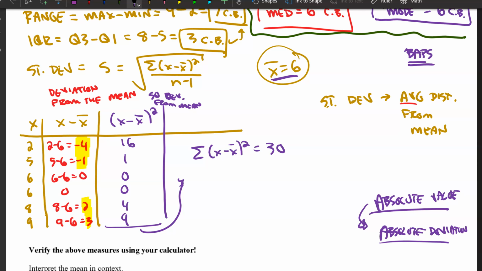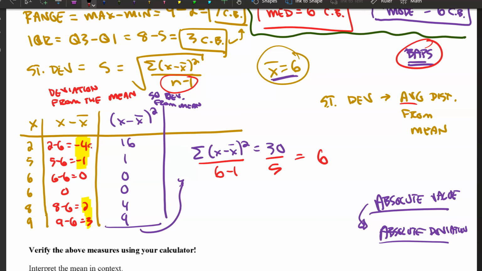And this is where things get a little bit confusing again. We should just divide by 6, right? Yeah, you're right, we kind of should. But the formula tells us divide by 6 minus 1. So we're going to divide by 5. Okay? Why? BAPS, but I'm going to explain it to you here in a little bit. So this gives us 6.